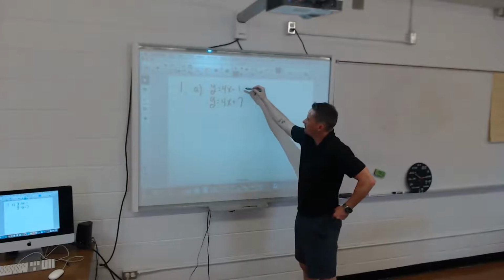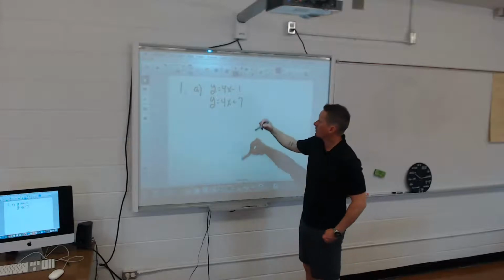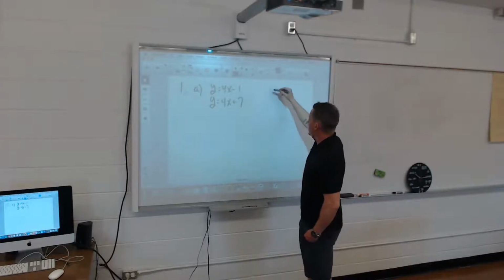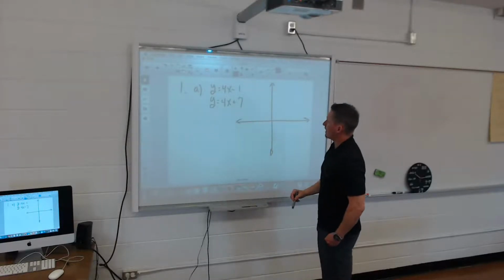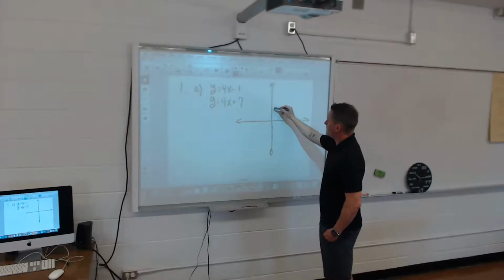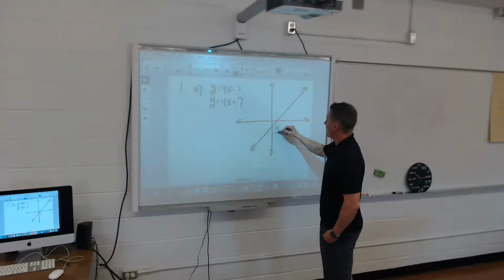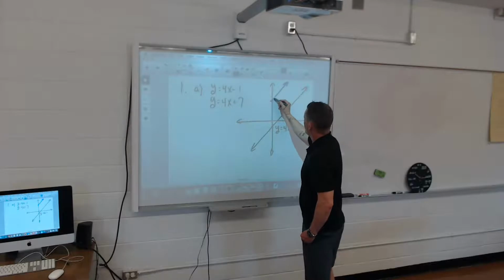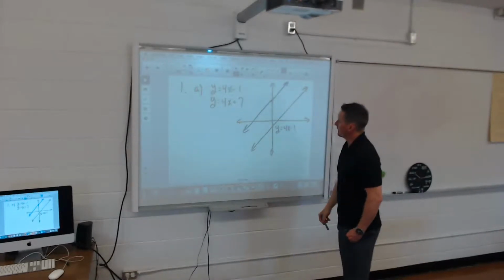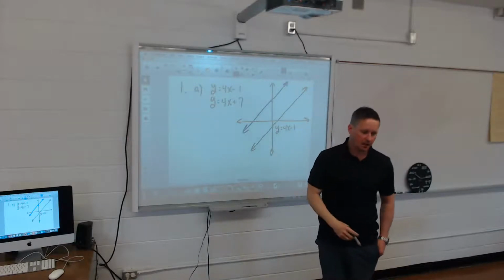If it's parallel, these two values, the -1 and +7, are going to be different. Okay? They're different. So that means I would have, and again, these are terribly sketched graphs, -1 here, up 4, right 1, so it looks like this. This is y equals 4x minus 1. Y equals 4x plus 7 would be up here, and it would run parallel to it. So I go to 0 and 7, up 4, right 1, and I'd end up with a parallel line.